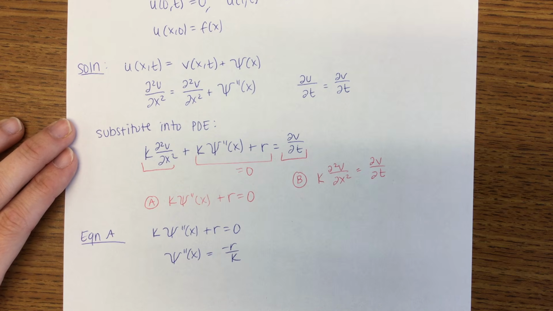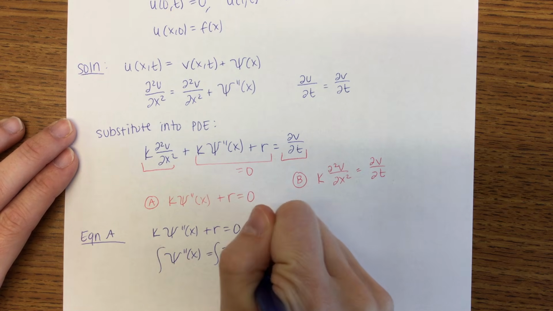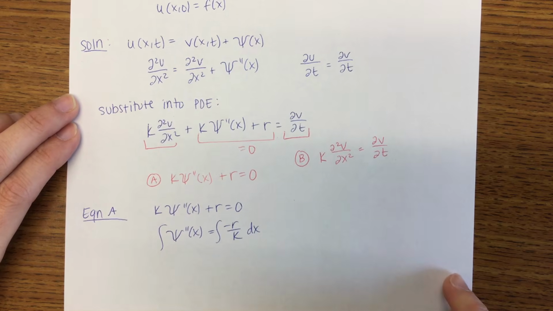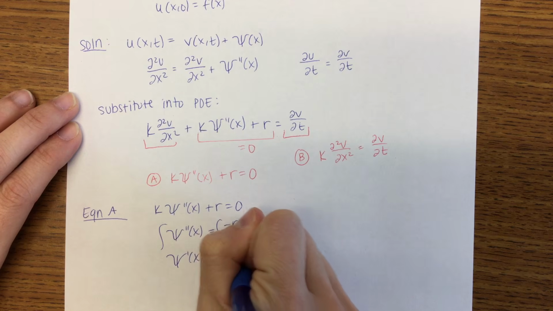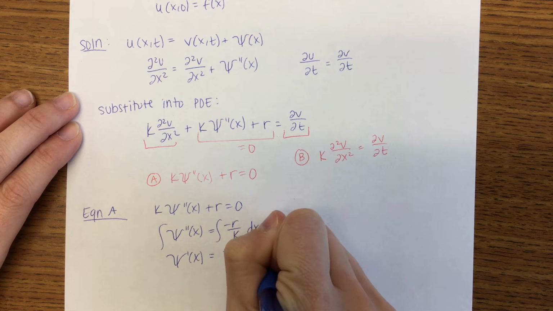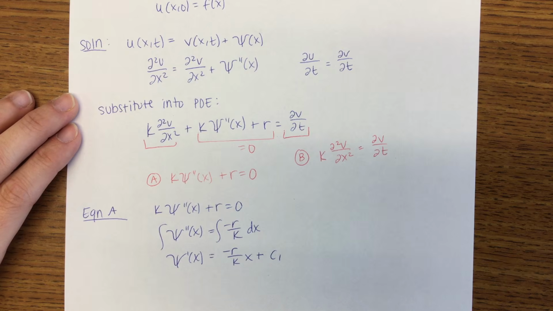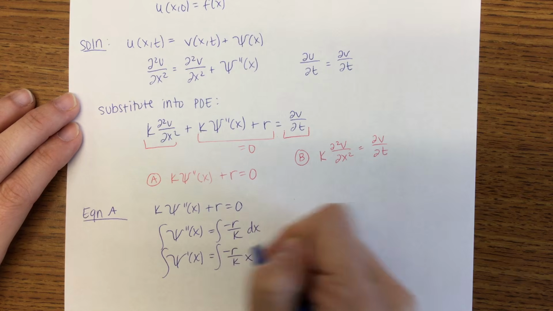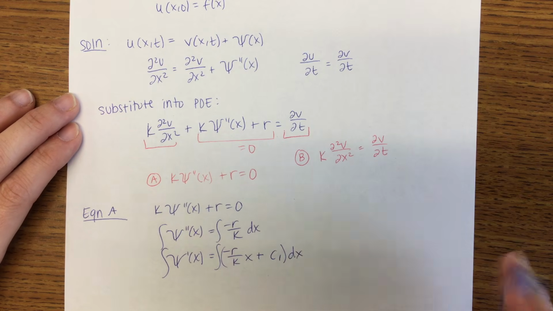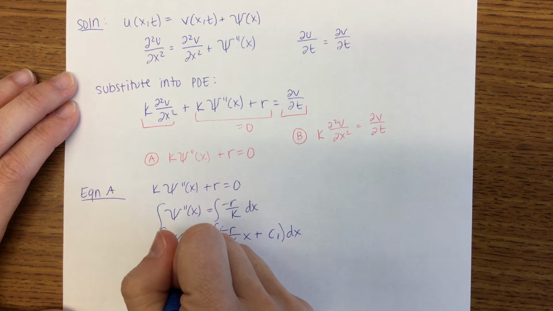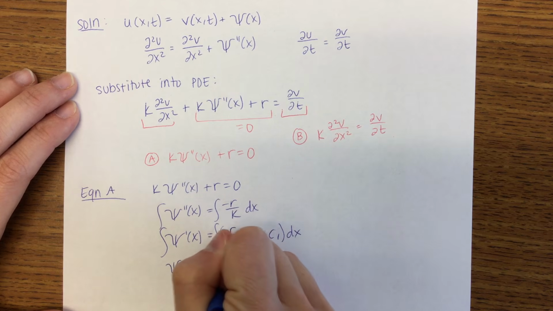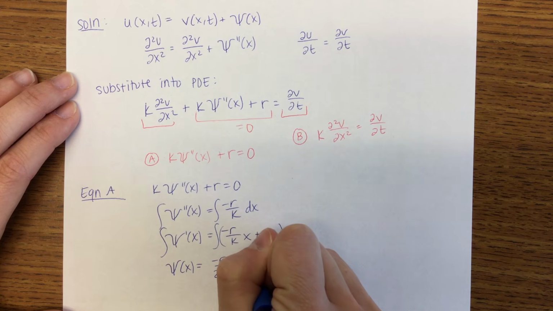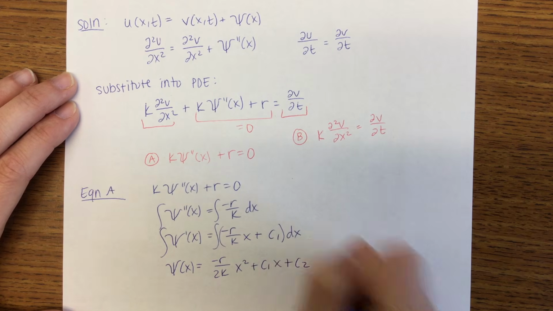Negative r and k are just constants. I'm going to integrate with respect to x. So I get the first derivative of psi is equal to negative r over k x plus c1. I'm going to integrate again with respect to x. So I get psi of x equals negative r over 2k x squared plus c1x plus c2.